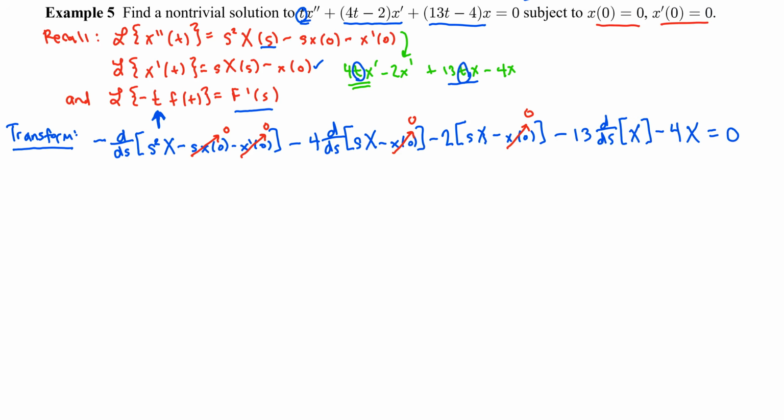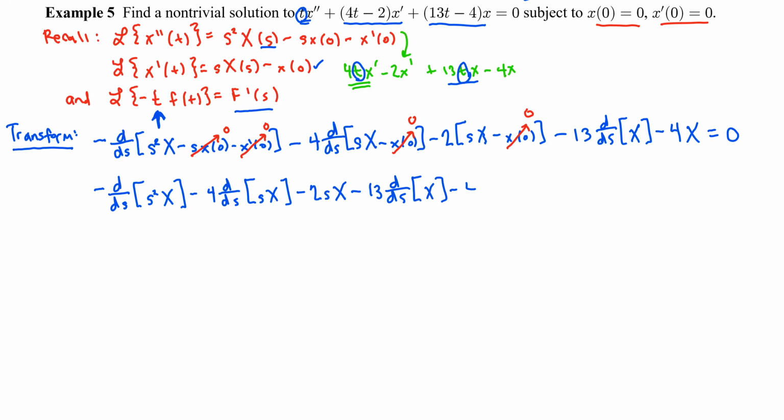So I'm going to take a step and clean this up. We need the negative first derivative with respect to s of s squared big X, all of my x's are now going to be big X's, minus 4 times the derivative with respect to s of s times X, minus 2 s X, no derivative there, minus 13 times the derivative with respect to s of big X, minus 4 big X equals 0.